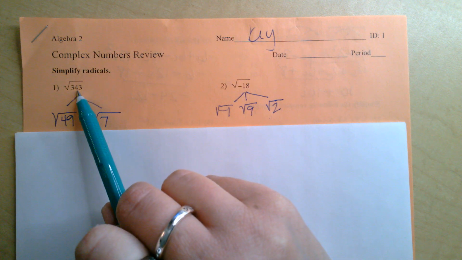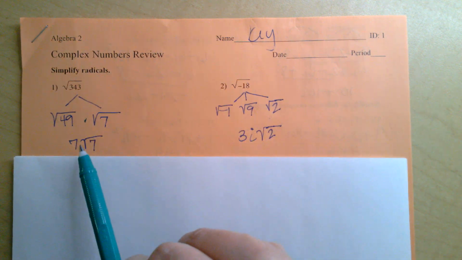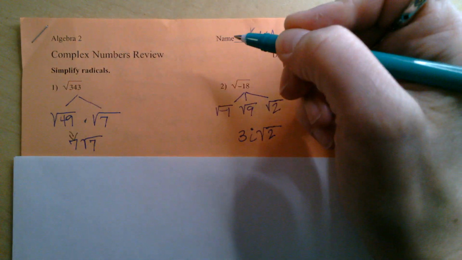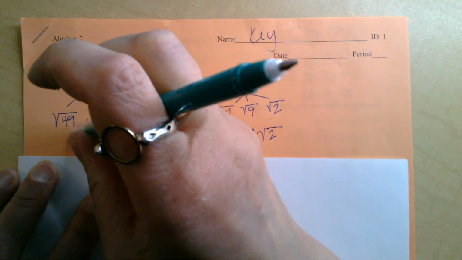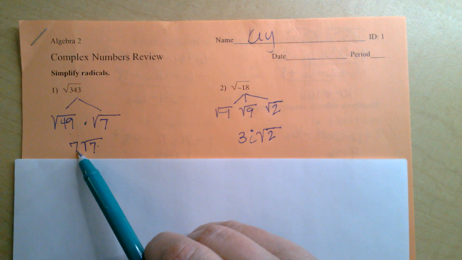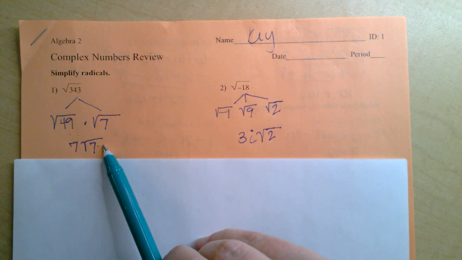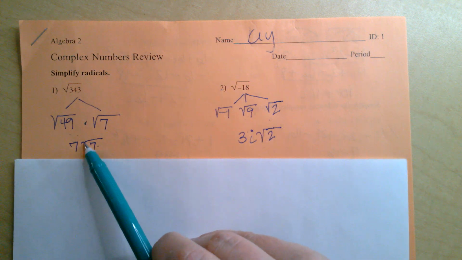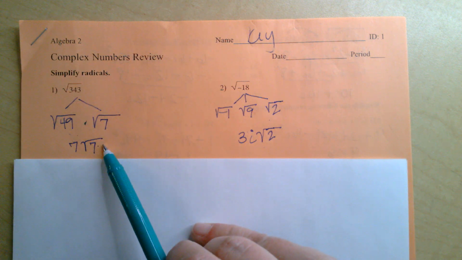49 times 7 gets you back to 343. So then we're going to take the square root of 49 and we get 7. And we're going to bring down the square root of 7. So square root of 49 turns into 7. We bring down the square root of 7 because we cannot go any further. So this is 7 times the square root of 7. So that's what this radical is, simplified.